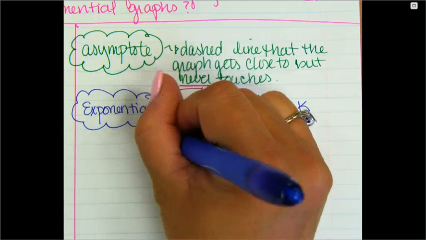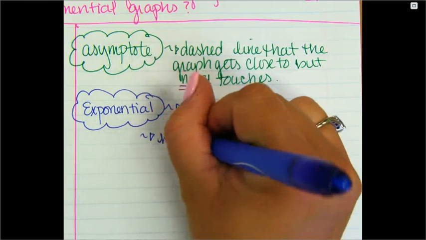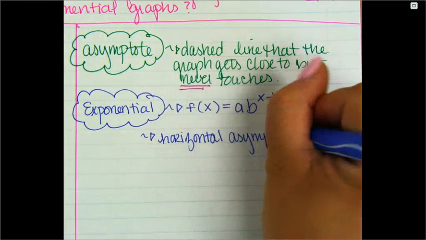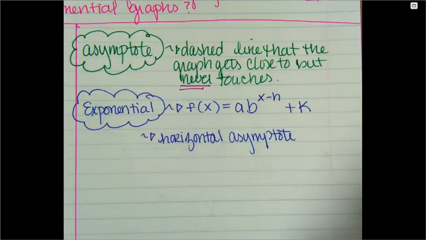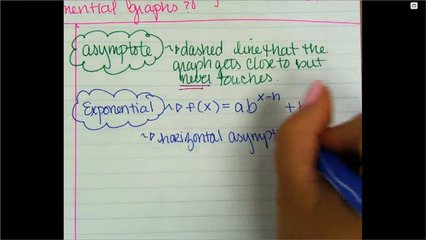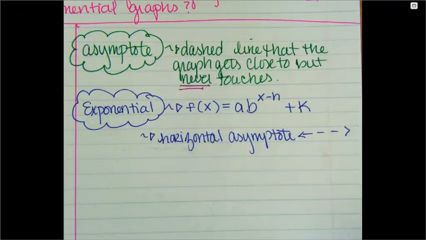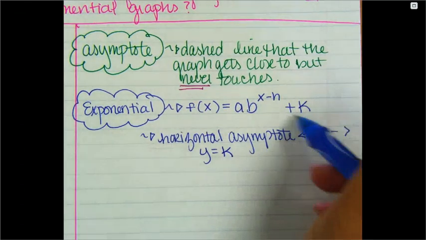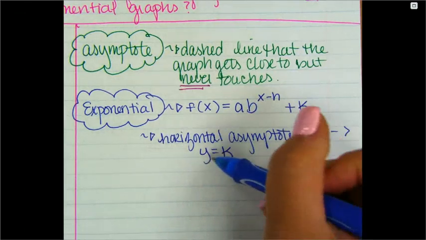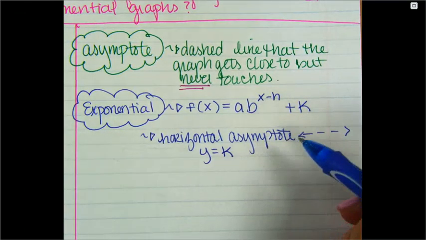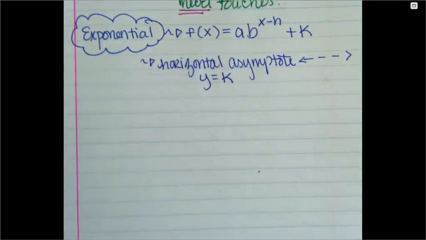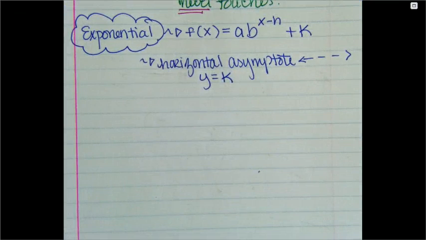You have a horizontal asymptote, which means it's going like this. It's where you have y equals k. Your k determines your asymptote. Y equals k is a line. This is the equation of a line. Y equals 4 is a line. So it's our asymptote.